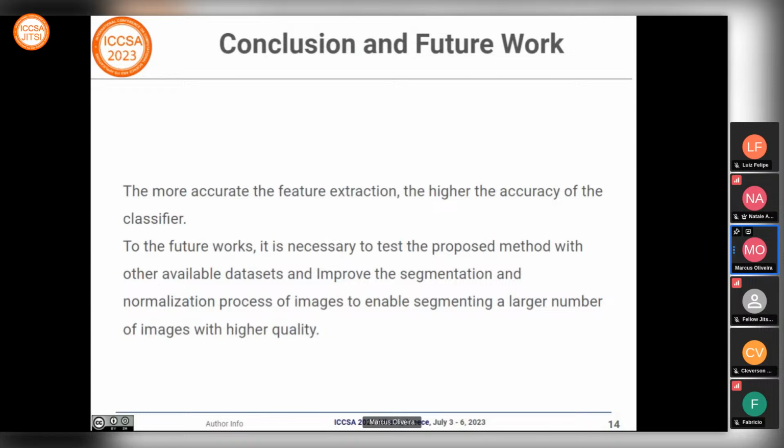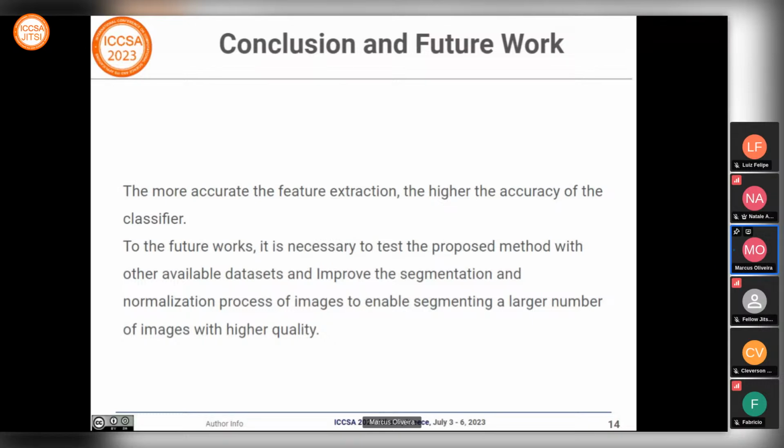The results show us the importance of the segmentation process on the glaucoma classification, reaching an F1 score of 0.95 when the similarity reached 90, 95%, concluding the more accurate the feature extraction, the higher the accuracy of the classifier.